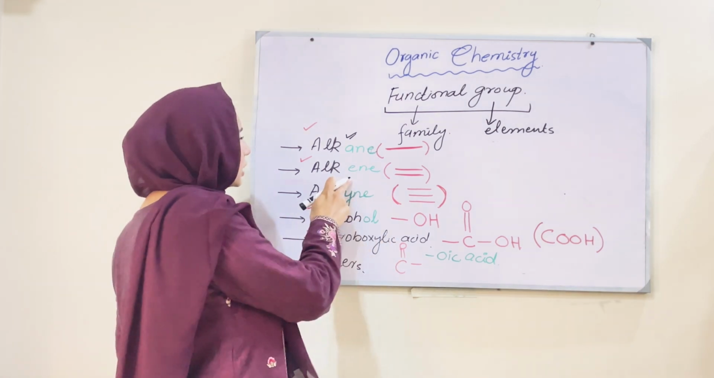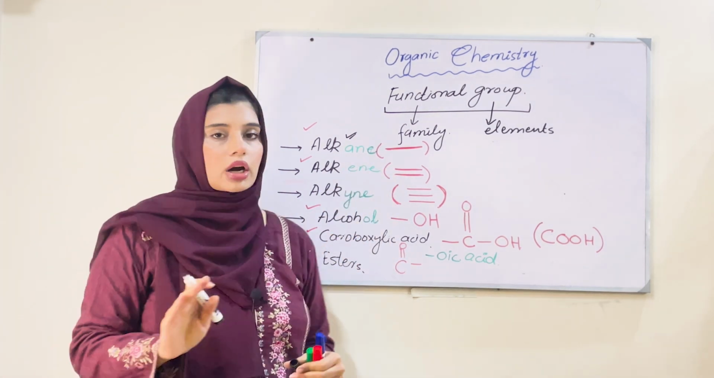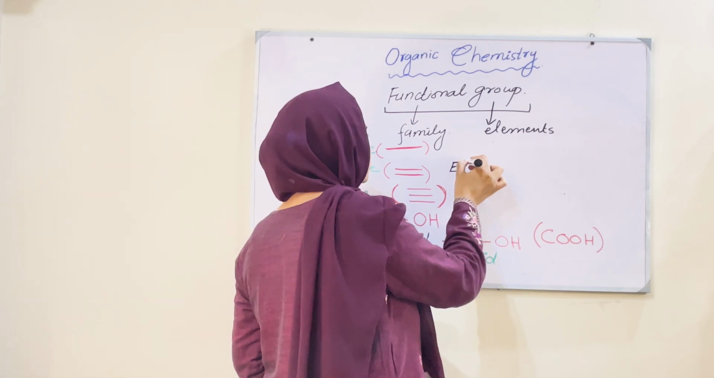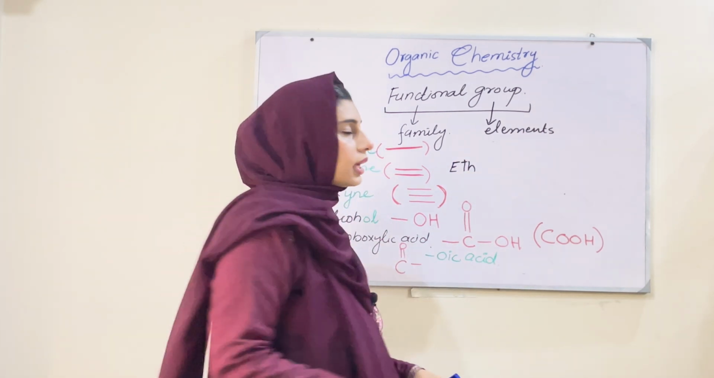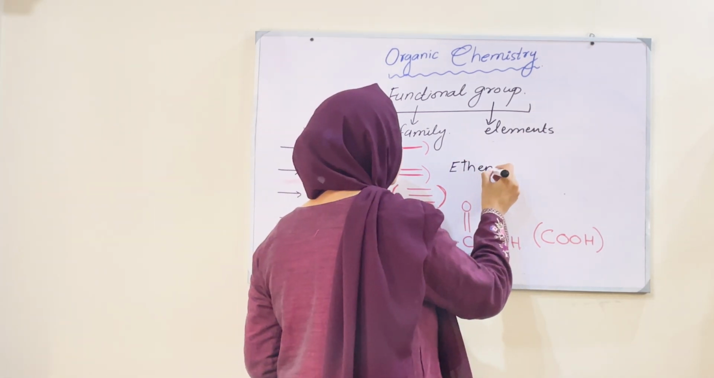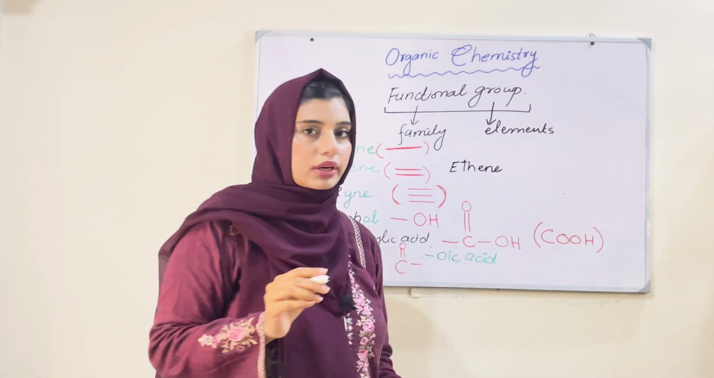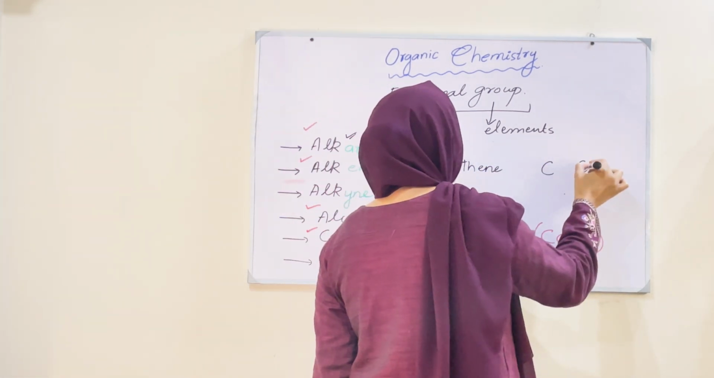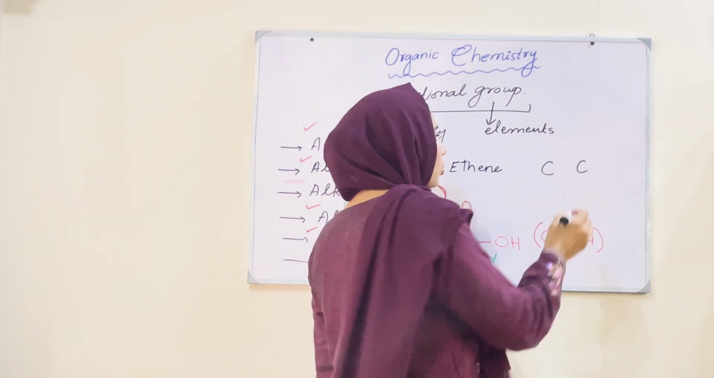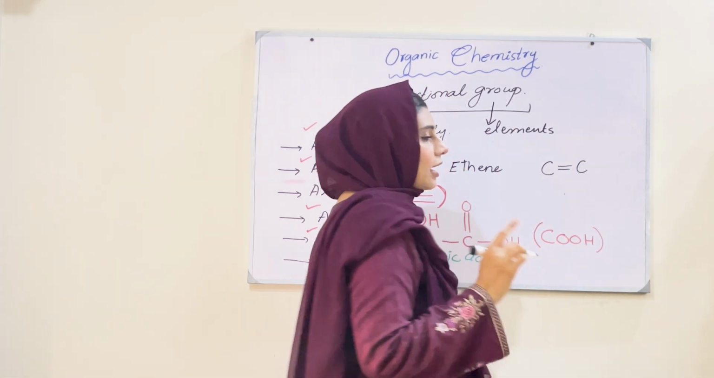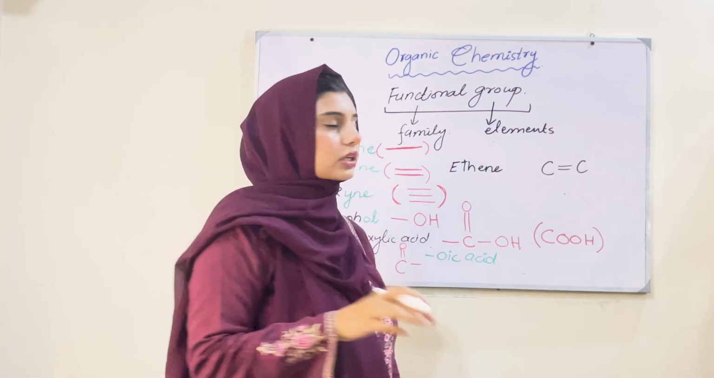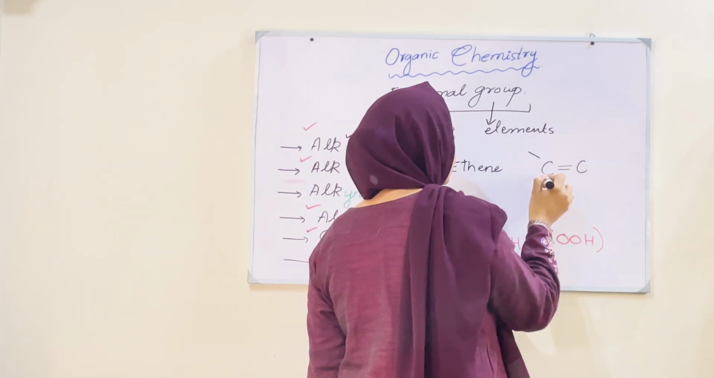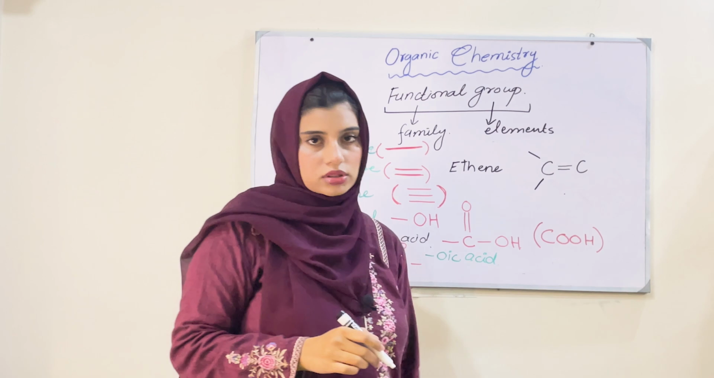Now we have alkenes. Again I am writing an example. Eth means 2, and then we have ene, which means double bond. Ethene, 2 carbons. Ene means double bond, 2 bonds, and every carbon can form 4 bonds. So this carbon has already formed 2 bonds, so 2 more bonds will be formed.